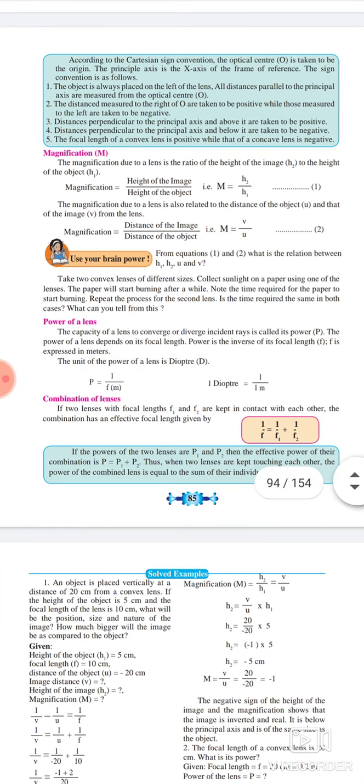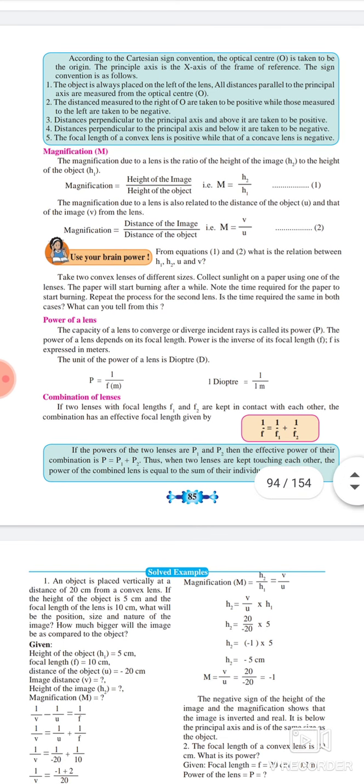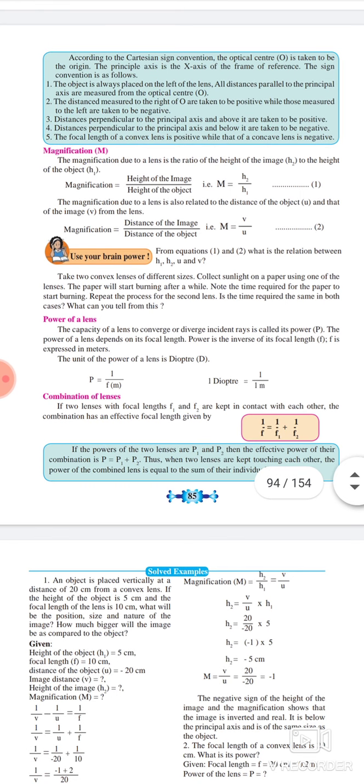Good morning students. In this video we will see about the power of lens. So what do you mean by power of lens? The capacity of a lens to converge or diverge incident rays is called its power P.